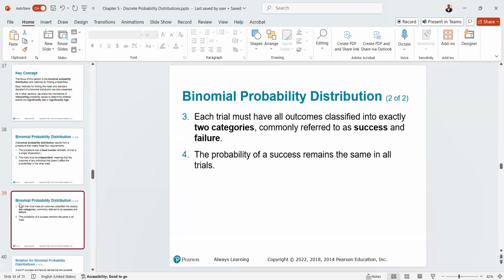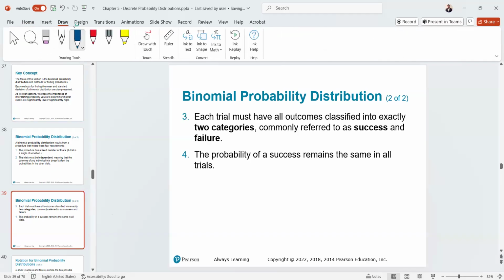Each trial must have all outcomes classified in exactly 2 categories, commonly referred to as success or failure. You cannot have 3 categories. For example, if they ask you questions to answer yes or no, that's a binomial distribution, because you either say yes for success or no for failure. But if there is a third option, like not sure or I don't know, then it's no longer a binomial probability distribution. And also, the probability of success remains the same in all trials.